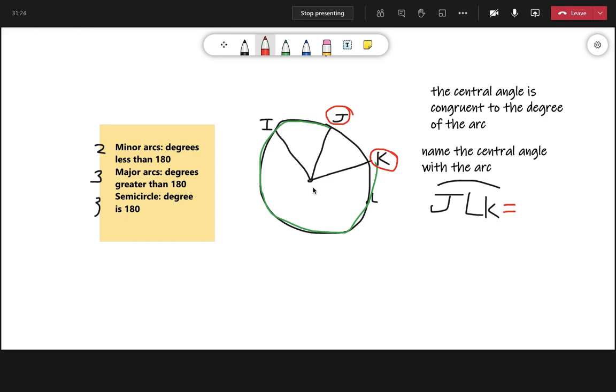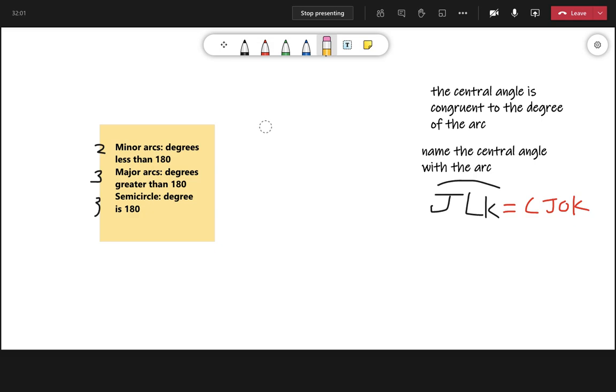So let's find our central angle. I'm going to label this one O. The angle is going to be from J to O to K. This is the angle that we're going to focus on. Whatever this angle degree is going to be the degree of our arc. Let's do one more just like it. And then we're going to go over one or two questions for the other part, and then we'll be done for today.